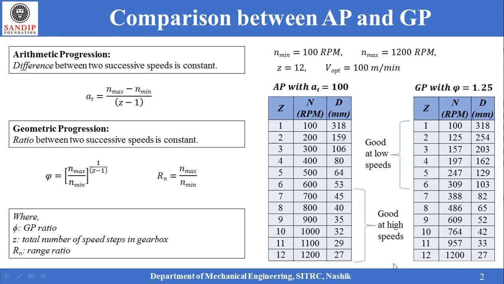However, for lower speed or higher diameters, let us say if you want to manufacture a shaft of 200 mm diameter, then for this gearbox we have to choose the second speed step, which is at 200 rpm. The loss of economic cutting speed will be huge in this case.